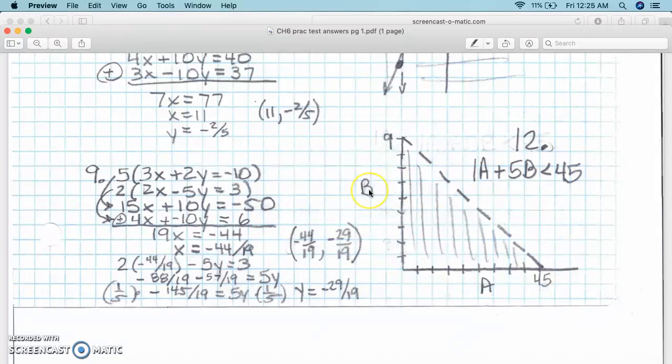Again, you could have put A over here and B down here. That would have been okay too. It should look very similar. You should have an intercept of 45 on your A axis and an intercept of 9 on your B axis. Join those two and shade below.